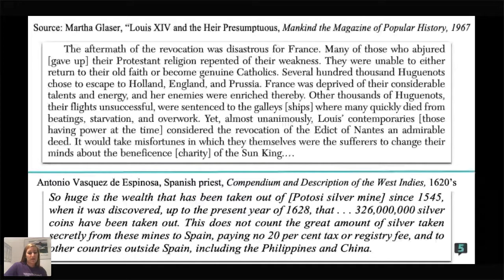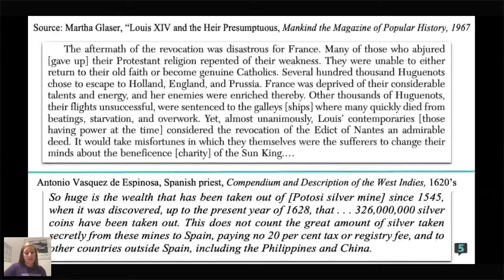Is my face in the way down here? All right, let me read them so we can make sure we can see them. So the first one at the top says, Source: Martha Glaser, "Louis XIV and the Heir Presumptive," Mankind: The Magazine of Popular History, 1967.